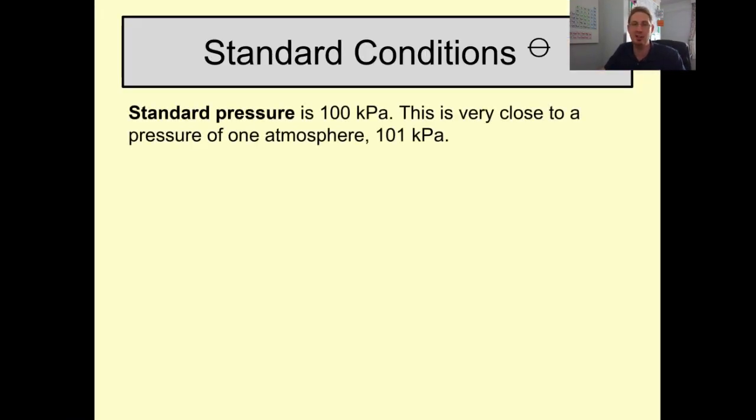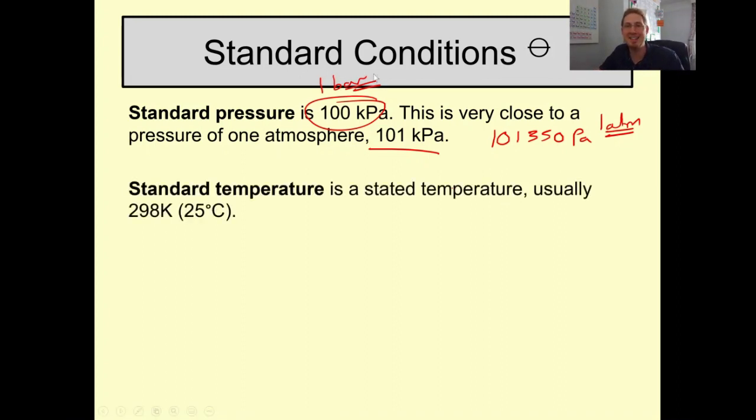So standard conditions, 100 kilopascals. It's almost exactly, but not quite, 1 atmosphere, which is technically 101,350 pascals or thereabouts. Okay, that is 1 atmosphere, but standard pressure here is 100 kilopascals. That is known as 1 bar, if you care. You don't need to know that, but it's 1 bar, not 1 atmosphere. It's a stated temperature, usually 298 Kelvin, but always has to be specified.